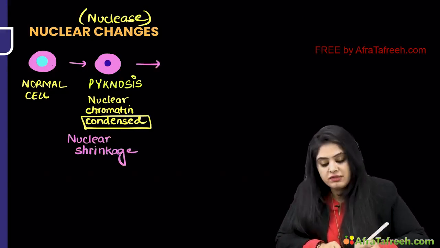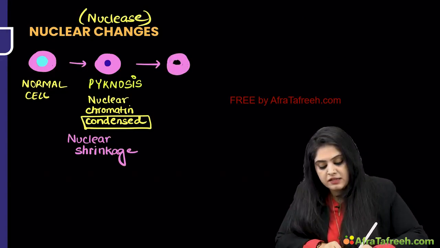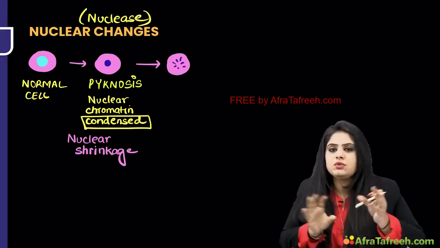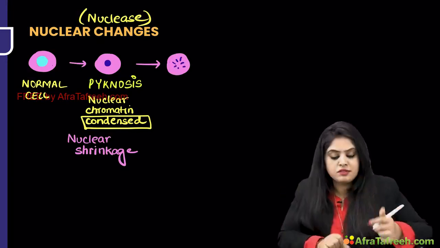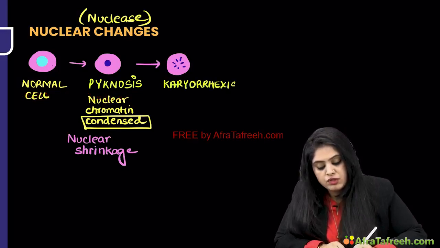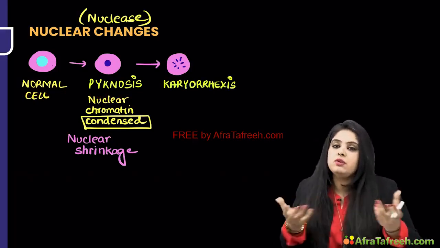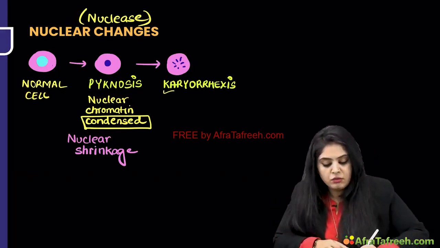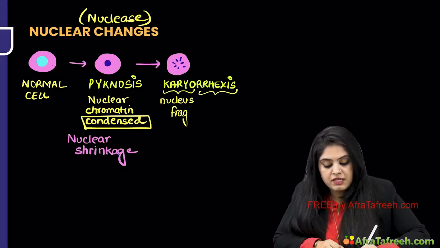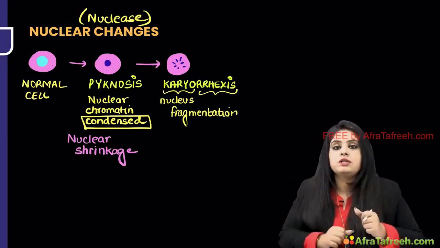Moving forward, what is the next step? Now in the next phase, the nucleus has started breaking. It's like a bomb blast happening. It is breaking into tiny, tiny pieces. What do I want to call it? That is known as karyorhexis. Everyone, don't just mug up things. Try to know the name and you'll understand everything. See, karyo means nucleus. And rhexis means breakdown, fragmentation. So what is happening in karyorhexis? There is nuclear fragmentation. The nucleus has broken into tiny, tiny pieces.